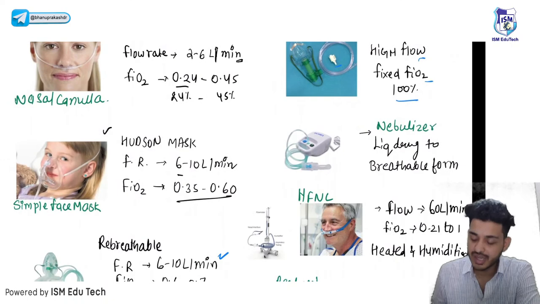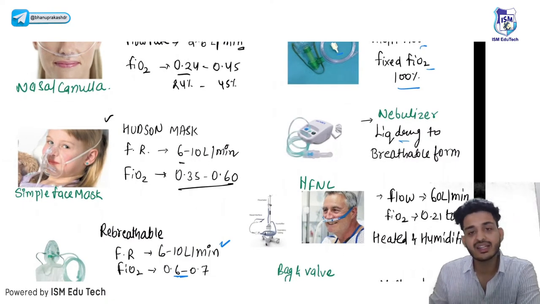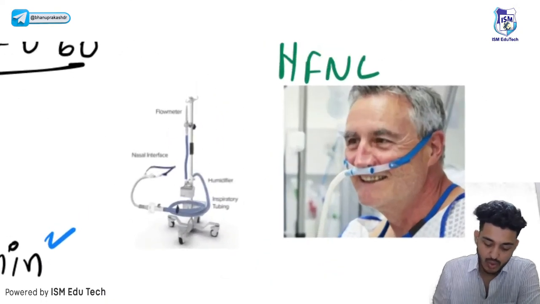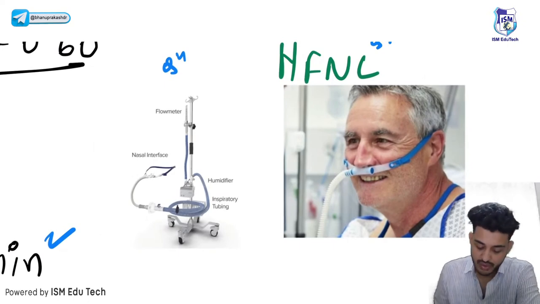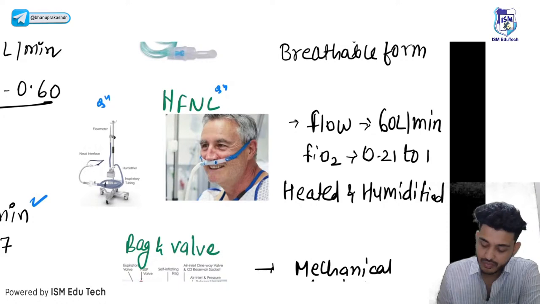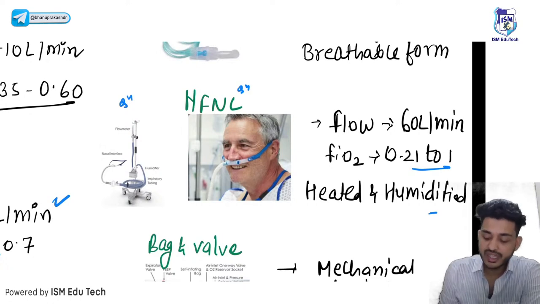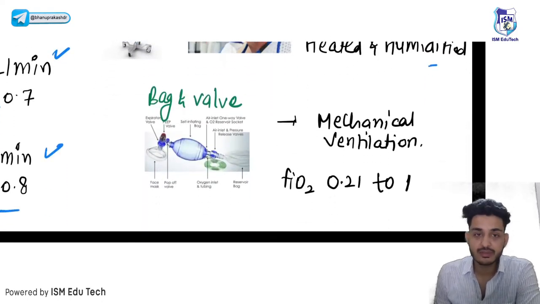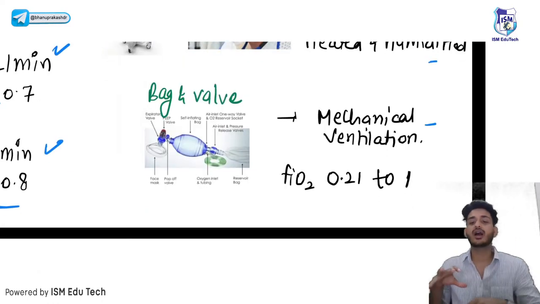Nebulizers are utilized to transform liquid drug into breathable form. We put the drug and then it can be inhaled. Next one is your HFNC, high flow nasal cannula device. Both of them are asked in the PYQ. So what is the function? They provide heated and humidified gas. And what is the FiO2? From normal up to 100% oxygen, they can give. The flow rate is higher, up to 60 liters per minute. Next is your bag and mask ventilation. That is your mechanical ventilation.